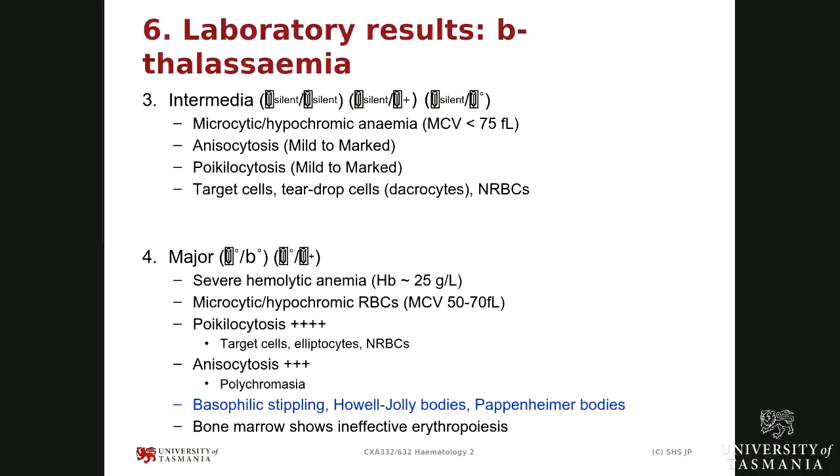So it was thalassemia intermedia that we had last week. So we had microcytic hypochromic anemia with marked anisocytosis and marked poikilocytosis. So we had all of these things here, plus the nucleated red cells, didn't we? And then thalassemia major, it's even worse, and you get basophilic stippling, Howell-Jolly bodies, and also Pappenheimer bodies, which I think some people saw.